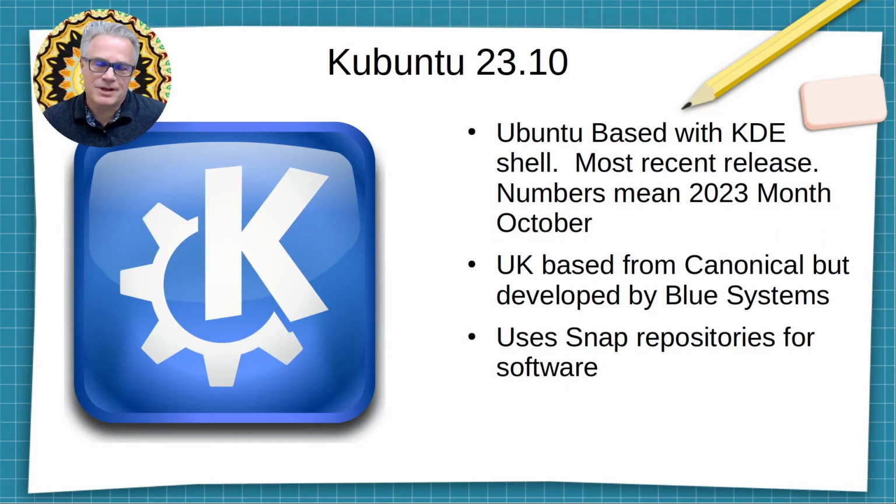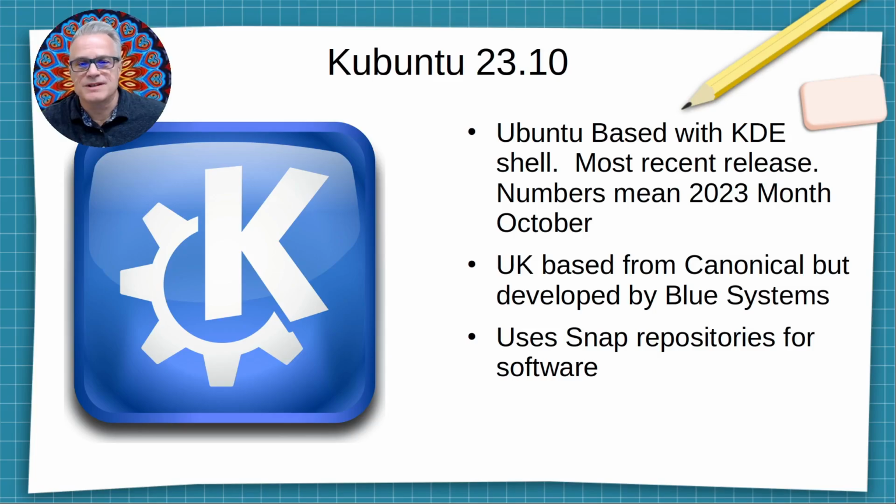Kubuntu. I recently was using Kubuntu 23.10. This is Ubuntu with a KDE shell. It's sanctioned by Canonical, but from what I've read, it's kind of outsourced to another company called Blue Systems. But all of the repositories and everything are still Ubuntu repositories and managed by Canonical. This is a very recent version of Kubuntu. It is not their long-term support version, and what the numbers mean is 23.10 means that it was released in 2023 in the 10th month of October.